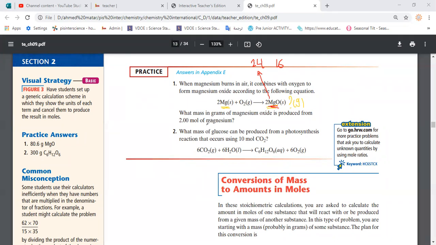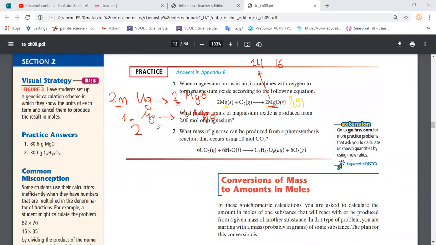Yes, 24. What about 24? We first asked how much magnesium oxide is going to be produced. What does this 24 represent? We said that 2 moles of magnesium are going to produce 2 moles of magnesium oxide. Yes or no? So that means 1 mole of magnesium will produce 1 mole of magnesium oxide. Like this, if we have 2 moles here, how many are going to be produced? They are going to produce 2.